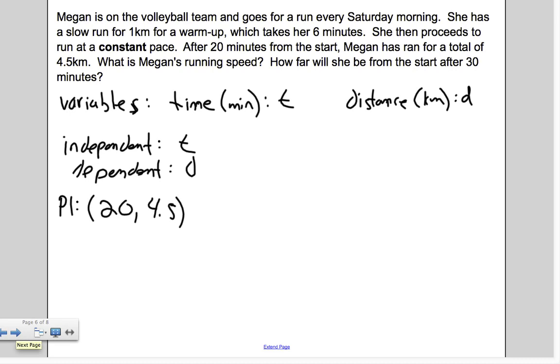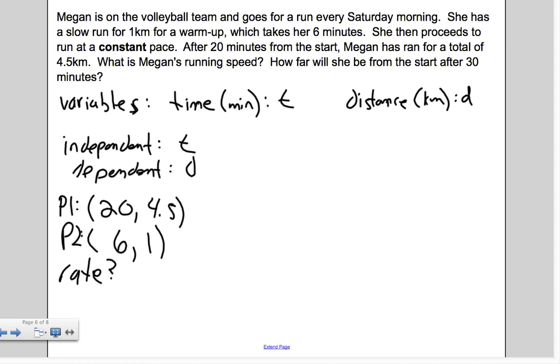What else do we know from this problem? That she had a slow run for 1 kilometer, and it took her 6 minutes. So what does that tell us about her distance and time? The time is 6, so at 6 minutes, she was 1 kilometer away. So we're going to plot this. We'll have 6, 1 and 20, 4.5.